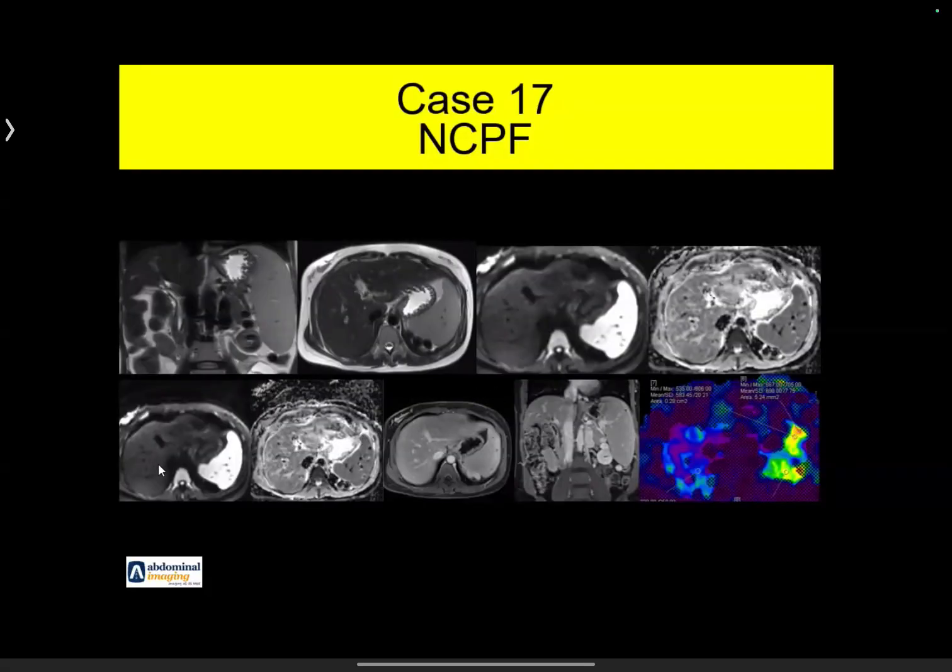This is a case of non-cirrhotic portal fibrosis. So in NCPF, there is fibrosis, but it is along the portal vein branches, and the liver is not cirrhotic. So the liver may look abnormal, but then on MR elastography, there is no fibrosis.